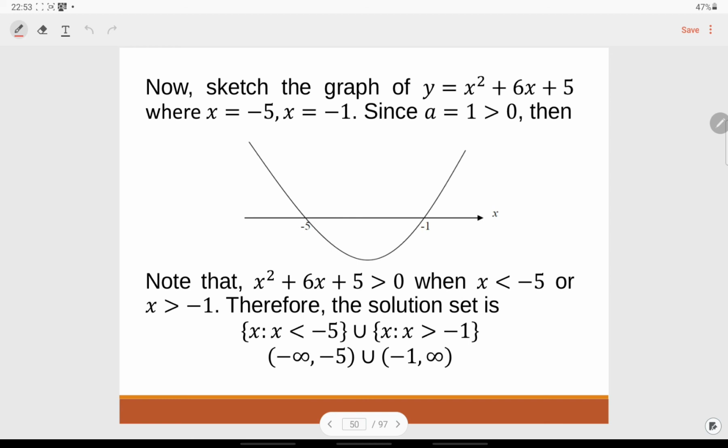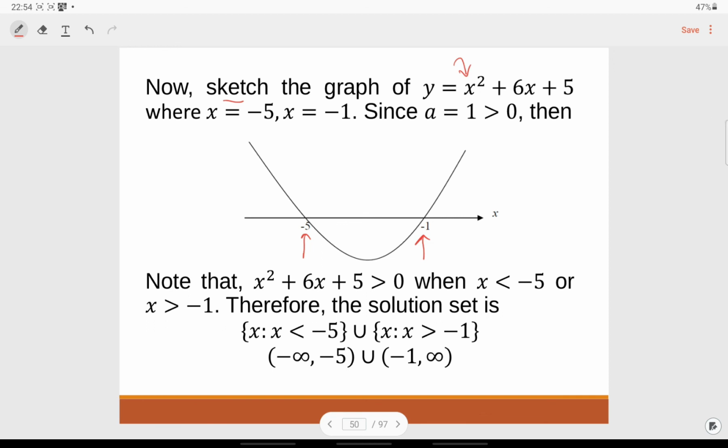Now we can sketch the graph. Sketch means no need to be exactly correct graph. We just need to know the curve, is it smile or sad, and also the intersection points. That is what we mean by sketch. Because the coefficient of x squared is 1, which is positive, it is in a smile form. And then we have two intersection points, negative 5 and negative 1. Because negative 1 is greater than negative 5, we put negative 1 at the right hand side and negative 5 at the left hand side.